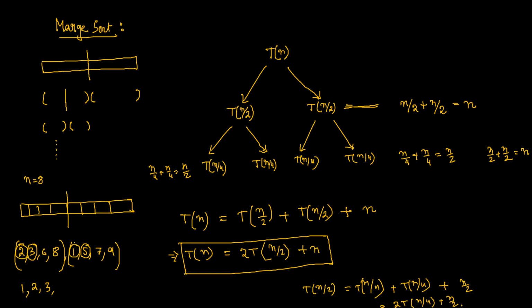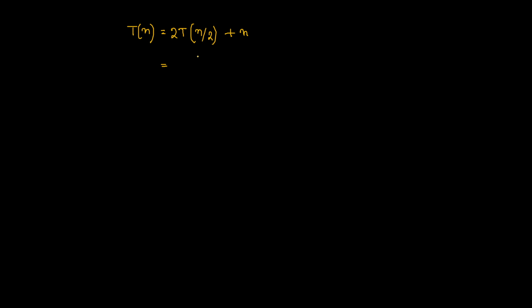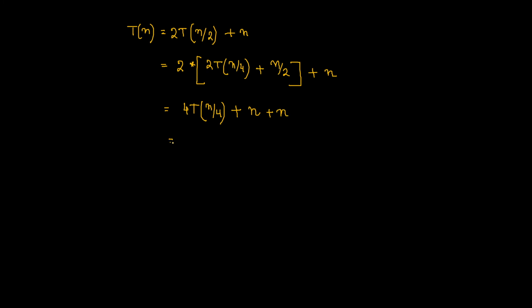So that means in this particular expression, if I write T of n by 2 in place, it becomes 2 into 2T(n/4) plus n/2. This part is only for T of n by 2. Another part is left, so I must write plus n. So ultimately what I will get? I will get 2 into 2, that is 4T(n/4), plus this 2 and this 2 will get cancelled and only n will be left, plus n. So as a whole I will get 4T(n/4) plus 2n.